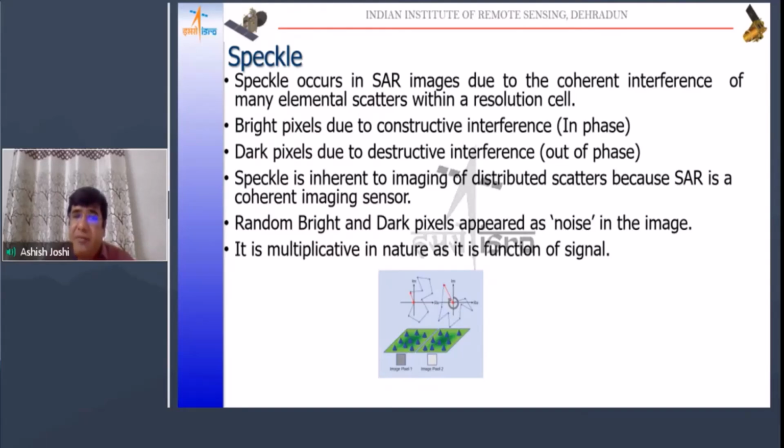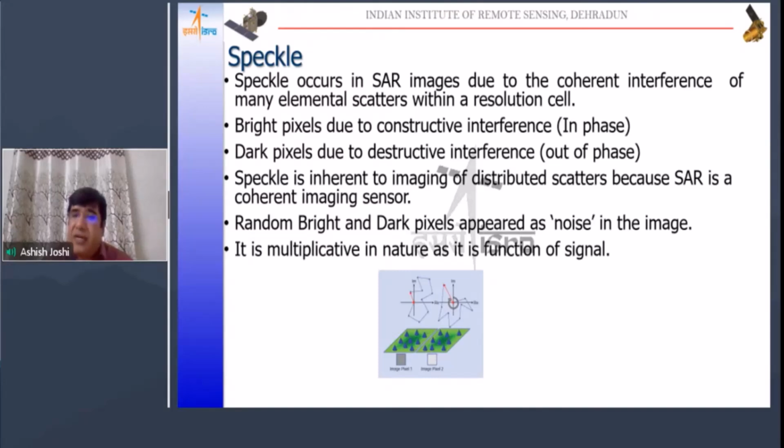So this random bright and dark pixel appears as a noise in the image. Because SAR is a coherent sensor, speckle is actually a physical phenomenon. It is not called noise, but its behavior is like that because it forms constructive and destructive interference, forming bright or dark pixels. Then these bright and dark pixels appear as noise in the SAR images. Every coherent device like SAR, sonar, or ultrasound also has this speckle.